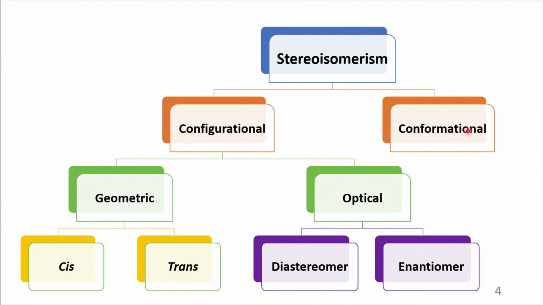In the later part of the series we will be studying conformational isomerism in detail. In this particular session, we are looking at configurational isomerism, which is broadly classified into geometric isomers and optical isomers. In this session, we will be studying geometric isomerism, and in the next session, we will be studying optical isomerism. In geometric isomerism, we have cis-trans isomers, and in optical isomerism, we have diastereomers and enantiomers.